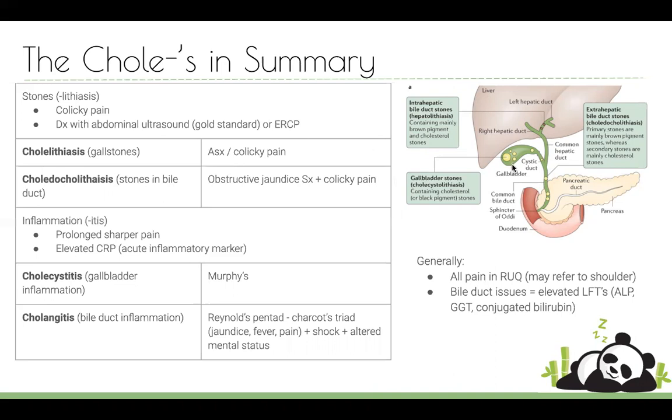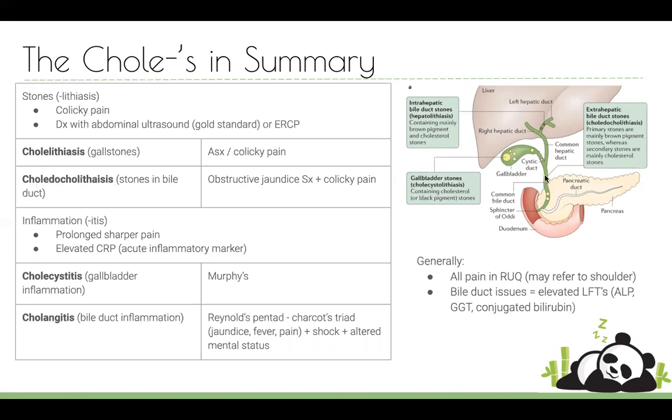You want to diagnose stones with some kind of imaging. Ultrasound is gold standard, or you might do an ERCP where they stick a tube down here, and then they can actually look up here. So cholelithiasis is gallstones, in your gallbladder here. And there you get your colicky pain, but usually it's asymptomatic. Why? Because it's your gallbladder. It's not blocking your cystic duct yet. It's chill.